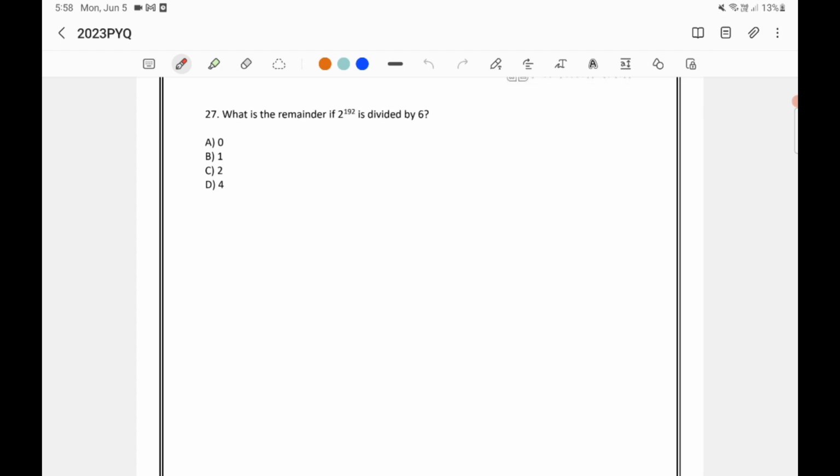So let's take this question. What is the remainder if 2 raised to 192 is divided by 6? Here you can use the concepts of surds and indices and remainder theorem. So here it is 2 raised to 192 divided by 6. I am writing it as 2 into 2 raised to 191, because this 2 means 2 raised to 1. So 2 raised to 1 into 2 raised to 191 divided by 6.